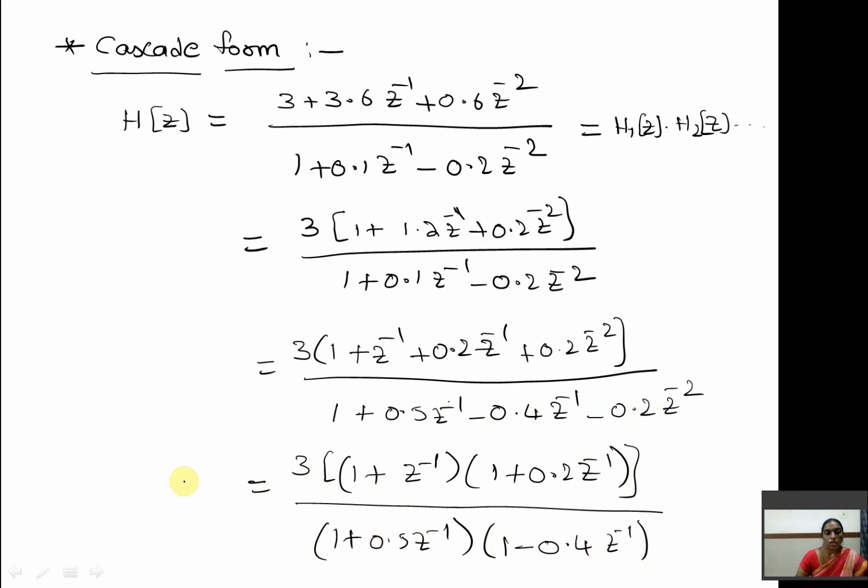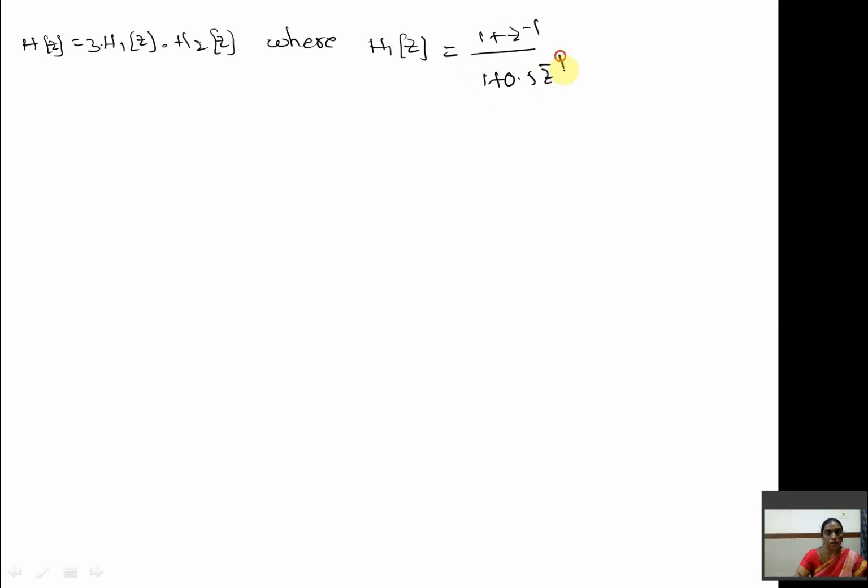Okay, right? So now in this way you can write h of z. Okay, this is nothing but 3 into h1 of z into h2 of z. Now here h of z is 3 into h1 of z into h2 of z, where h1 of z is nothing but 1 plus z inverse by 1 plus 0.5 z inverse. h2 of z is nothing but 1 plus 0.2 z inverse by 1 minus 0.4 z inverse.